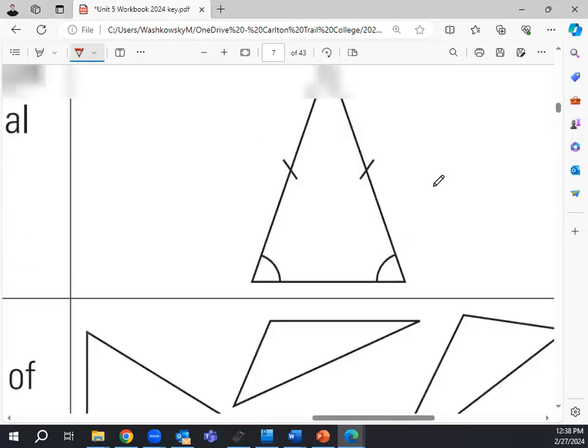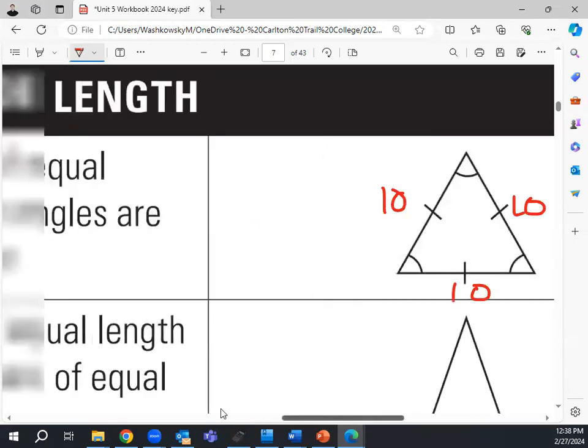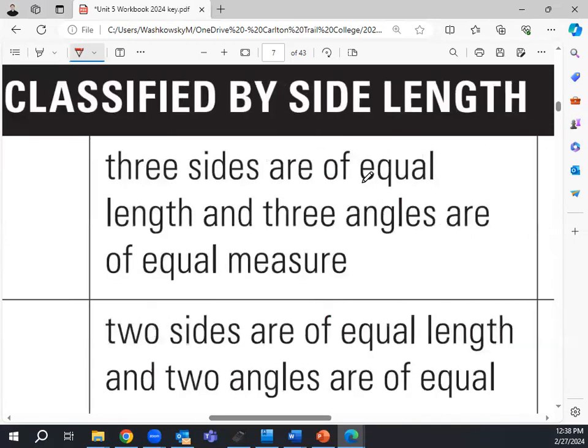Now, all three of these have the same line. That means they have the same length. And if all three sides have the same length, that means the angles are the same. So in an equilateral triangle, the three sides have equal length, and the angles are also the same.